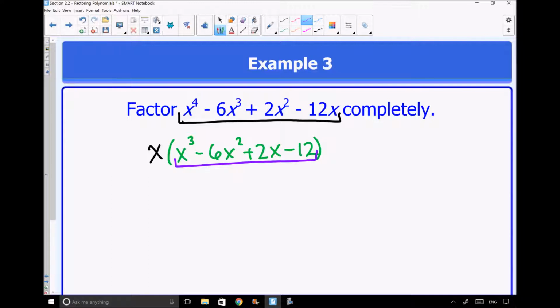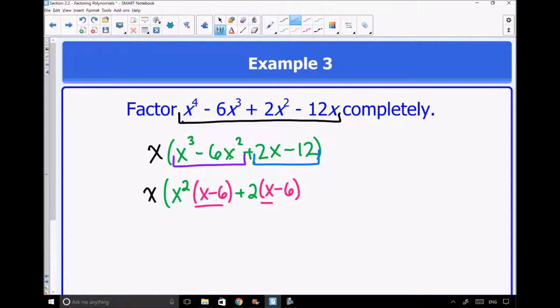So I'm going to group my first 2 terms in my brackets together and my second 2 terms together and see what I end up getting. I'm going to copy down this x right here, and then I look to see if there's anything in common. Well, they have an x squared in common, so I'm going to factor out an x squared, and I have x minus 6 left over. Then over here with 2x minus 12, they have a 2 in common, and when I factor that out, I end up getting another x minus 6.